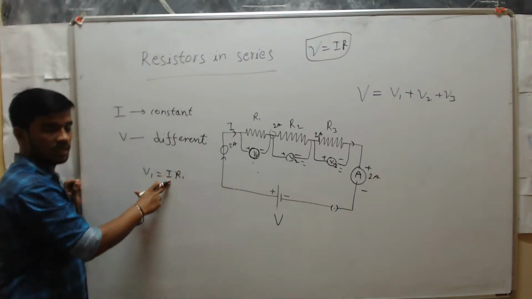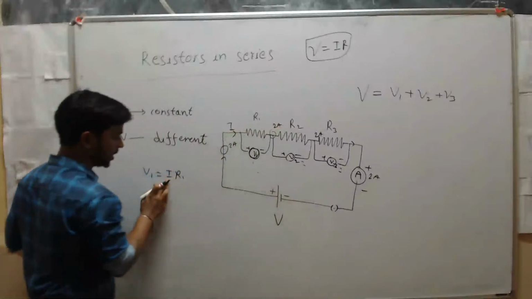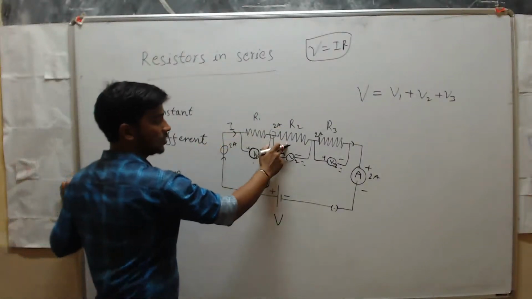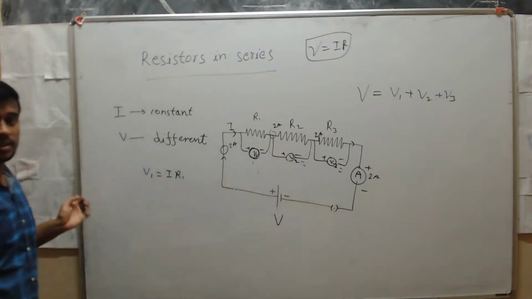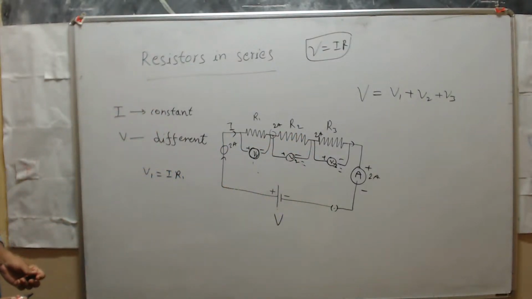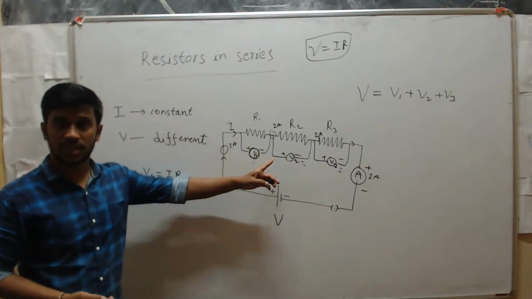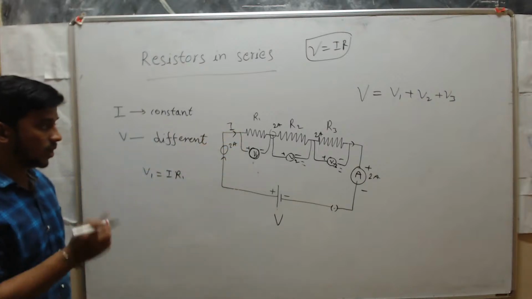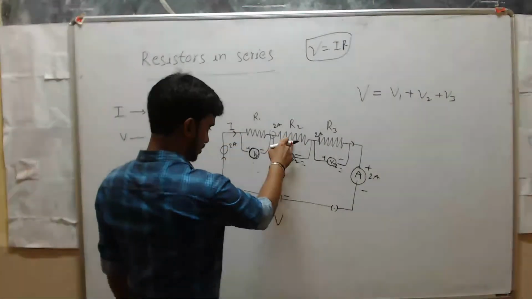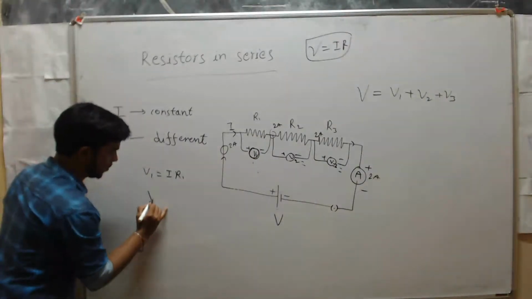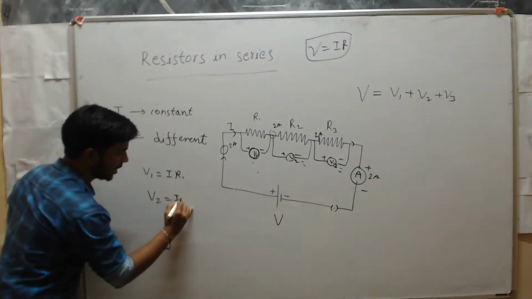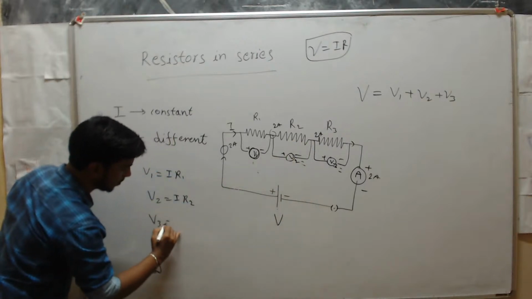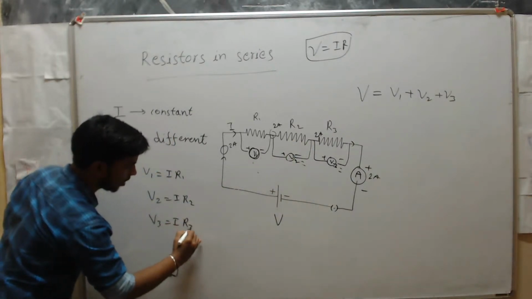I is constant here and here, so that's why we should take the current as I, not I1. If you take I1, I2 and I3, then the current would be different. But in a series circuit, current is constant, so we take current as I. Next, for the voltage across this resistor, V2 equals I into R2, and here V3 equals I into R3.